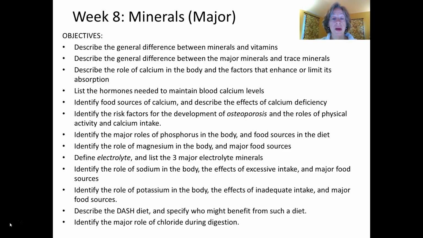Role of magnesium in the body, again, a component of bone, major food sources. Remember, magnesium is also a component of chlorophyll, which is that green pigment that you find in plant-based foods. So any green leafy vegetable is going to be a good source of magnesium. You also find magnesium in nuts. The other three major minerals are the electrolytes, so sodium, potassium, and chloride.